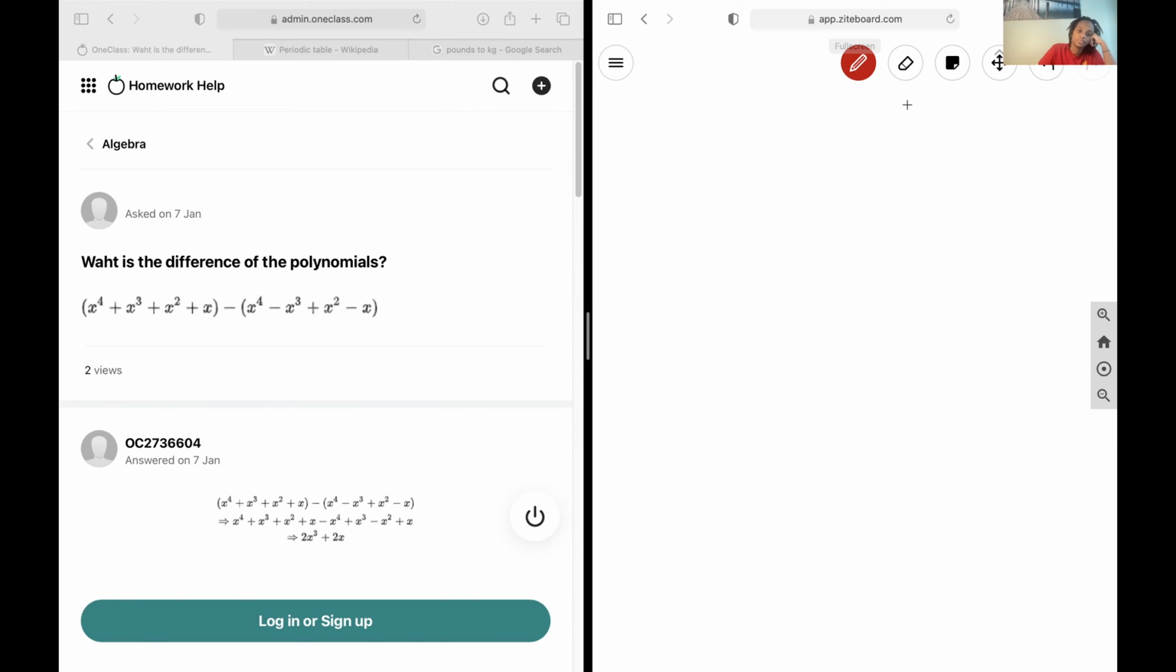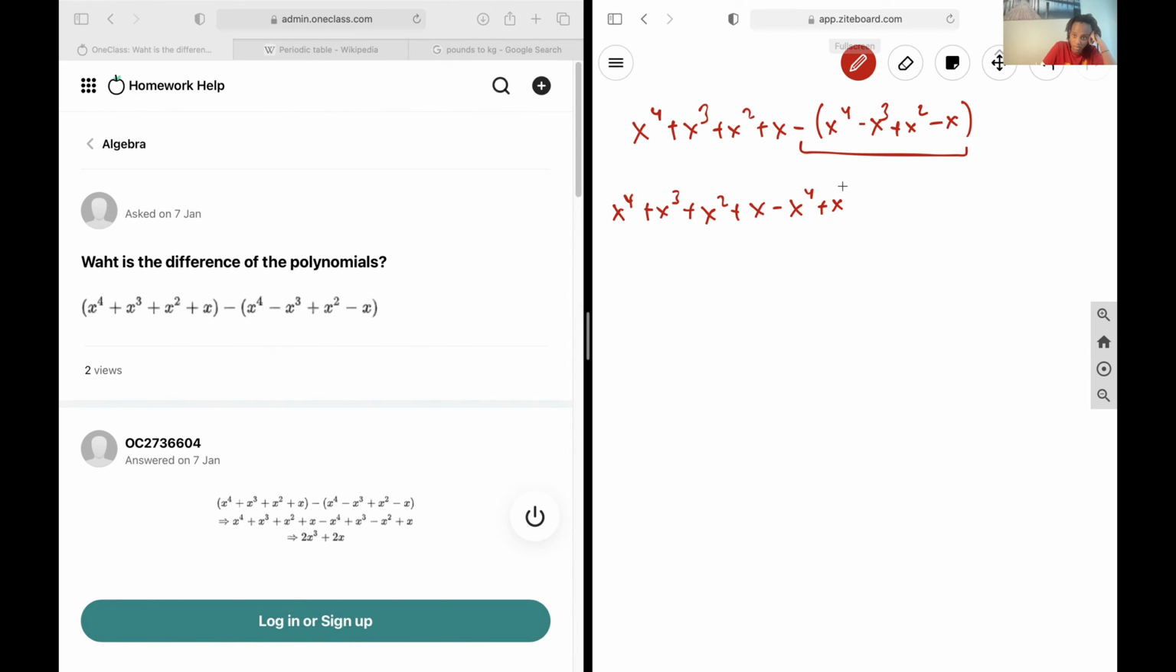Okay, next up we want to find the difference in these polynomials. So let's just write it out. We have x to the power 4 plus x cubed plus x squared plus x minus x to the power 4 minus x cubed plus x squared minus x. Let's distribute this negative. That becomes x to the power 4 plus x cubed plus x squared plus x minus x to the power 4. Minus times minus is positive, so plus x cubed. Minus times positive is negative, so minus x squared. Minus times minus is positive, so plus x.